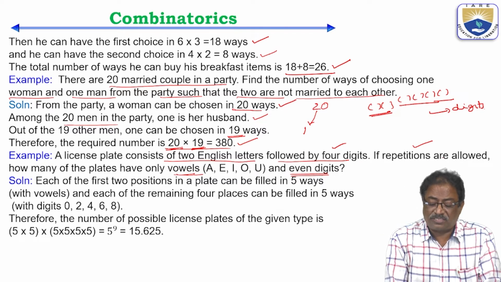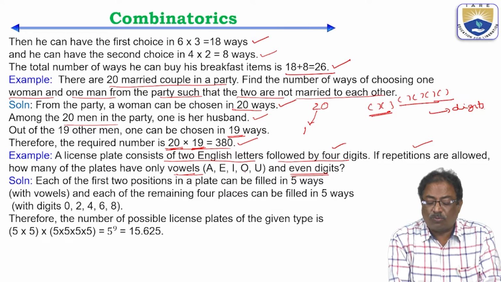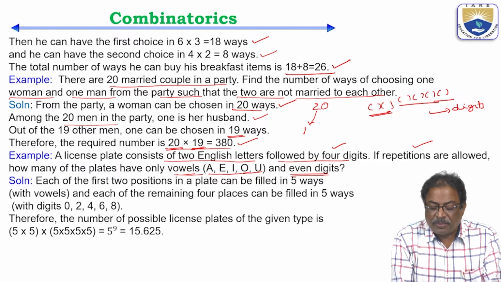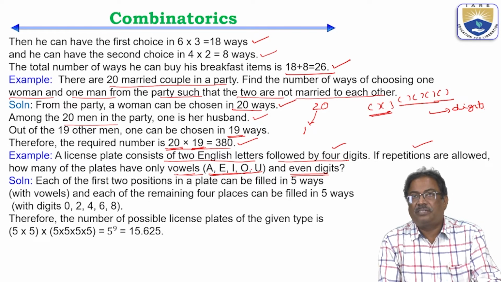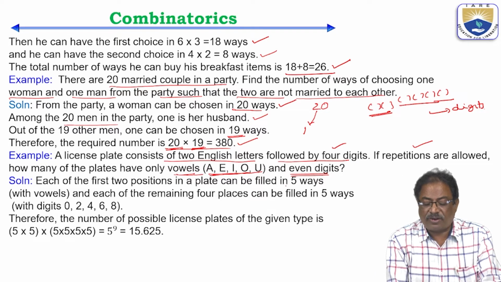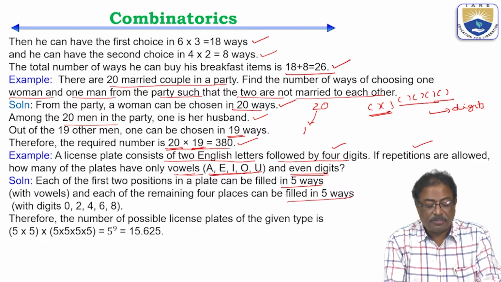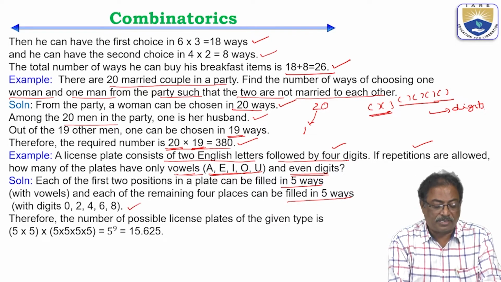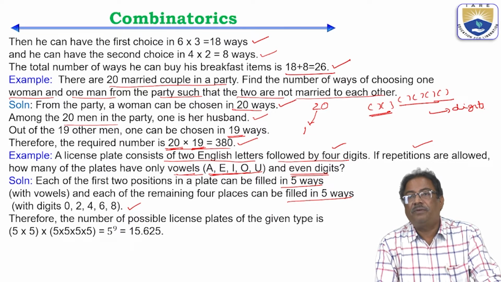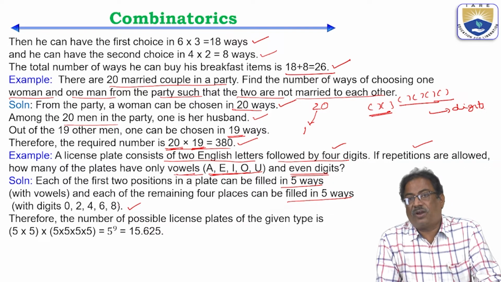Task 1 is selecting vowels. How many vowels are there? There are 5 vowels: A, E, I, O, U. So T1 is selecting a vowel, and there are 5 different ways to select a vowel. Now, how many ways are there to select even numbers? There are 1, 2, 3, 4, 5 even numbers. So T2 is selecting an even number, in 5 different ways.